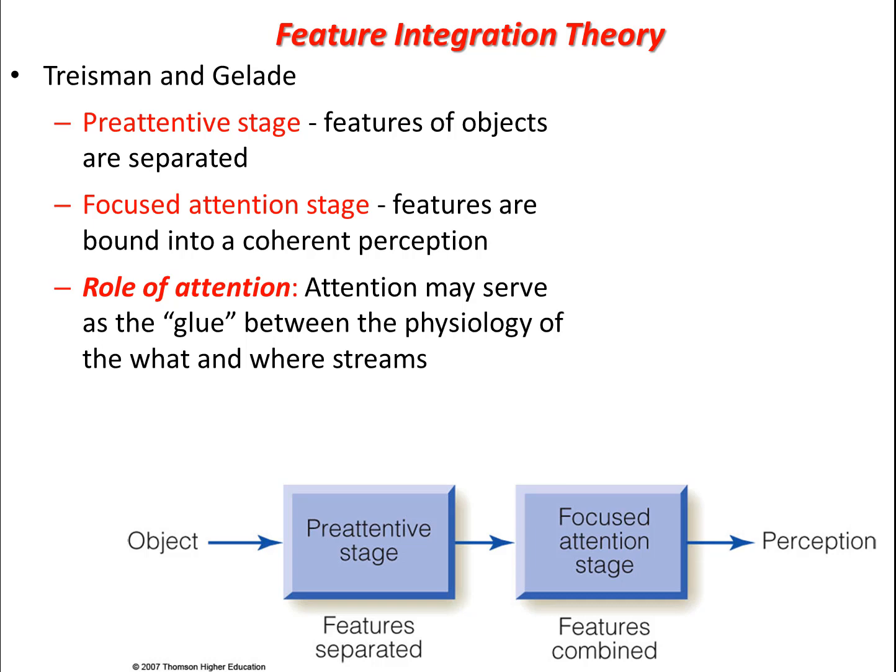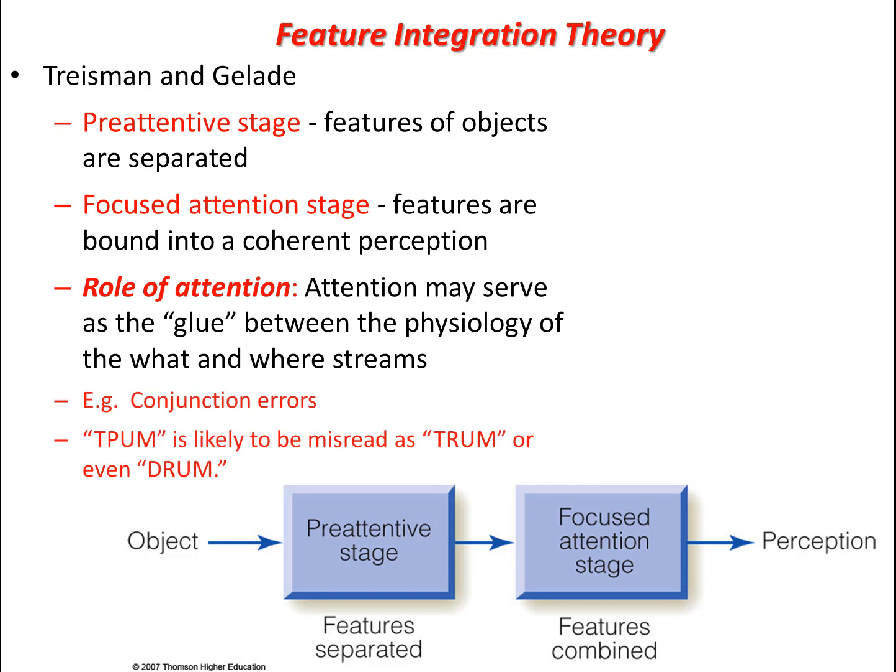Here is an example. I'm going to flash a word on the right of the screen. Let's see what you perceive. Did you perceive the letters TPUM, or like many subjects misread it as TRUM or even DRUM, which is a more familiar word? In experiments like this, where stimuli are presented briefly and perhaps not allowed to get to the focus attention stage, there are conjunction errors.